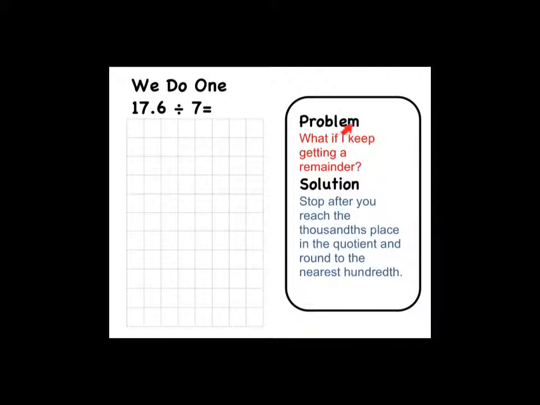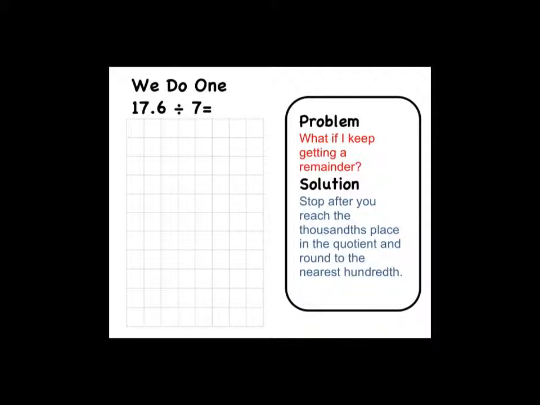Sometimes you're going to come across a problem where you ask yourself, what if I keep getting a remainder? You saw in previous problems that I added 1 or 2 zeros, but sometimes, no matter how many zeros you add, you're never going to get to an answer. So we do have a solution to that. And our solution is that once you've reached past the thousandths place, you can stop and round to the hundredths, just for now, to make it easier, because we don't know if it would go on forever.